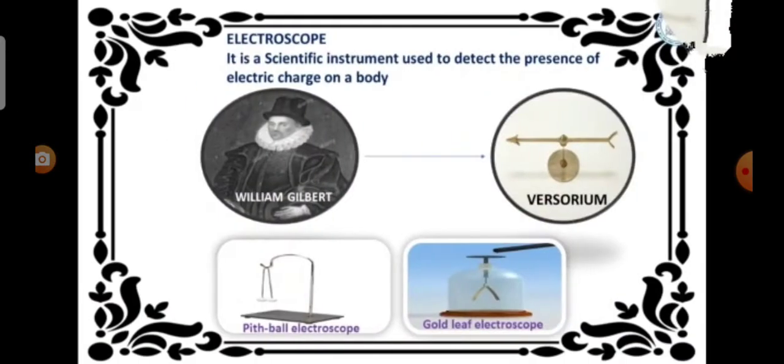Now we see about the electroscope. An electroscope is a scientific instrument used to detect the presence of electric charge on a body. In the year 1600, British physician William Gilbert invented the first electroscope. There are two types of electroscope: pith ball electroscope and gold leaf electroscope.